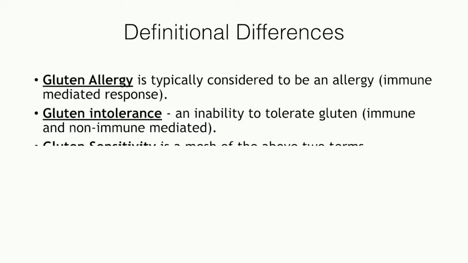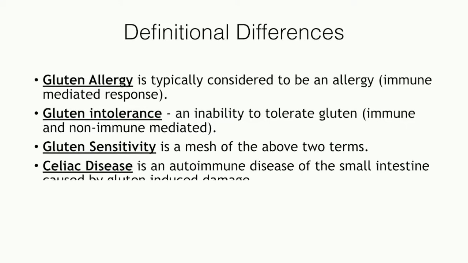And then we have the term gluten sensitivity, and gluten sensitivity is probably best served as a mesh of the above two terms, gluten allergy and gluten intolerance. So gluten sensitivity is kind of a spectrum that involves both the allergic component but also the intolerant component. And then you have another term. That term is celiac disease. And celiac disease is an autoimmune disease of the small intestine that's caused by gluten-induced damage. And so again, these are all different in their definition. They don't mean the same thing.